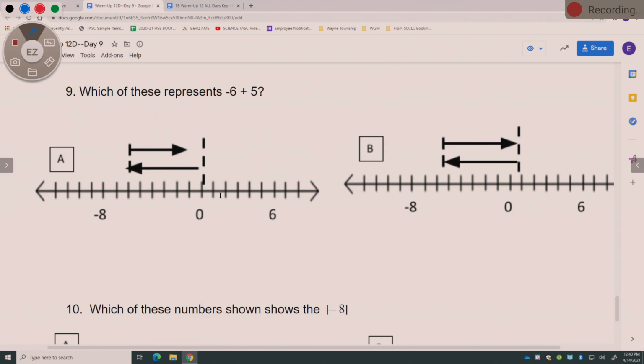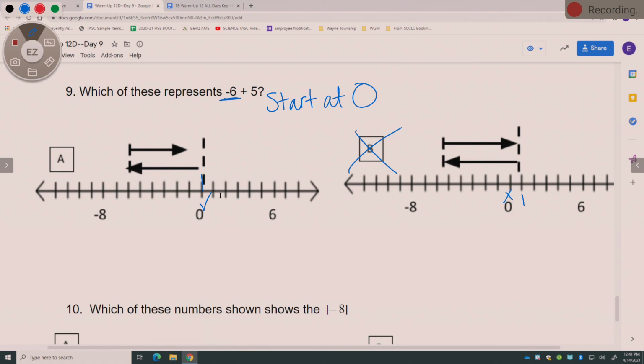Okay, number line. -6 plus 5. Remember, with a number line, we always start at 0. So we can see right away A starts at 0, B does not. B is starting at 1. So already we can tell just from that B is our wrong answer. But let's go ahead and check A just to make sure.